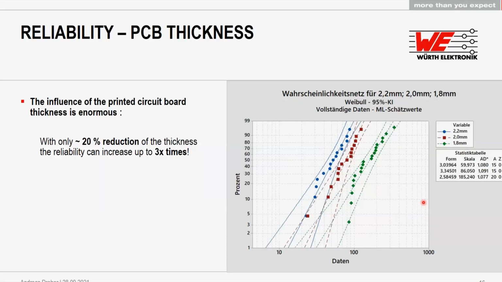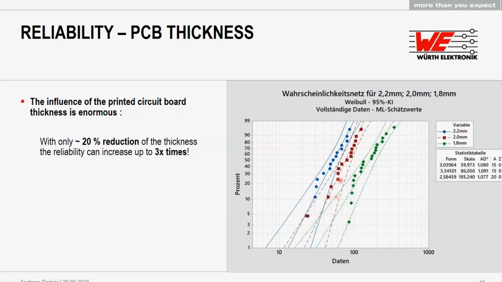If we compare now in this chart the reliability of different boards, what we've done here, we created a dedicated test with test coupons. We used 3 different boards. The layout itself is the same. We only changed, by modifying the stack up, the total thickness. So we are starting with 1.8 millimeters, another board 2 millimeters and 2.2 millimeters.